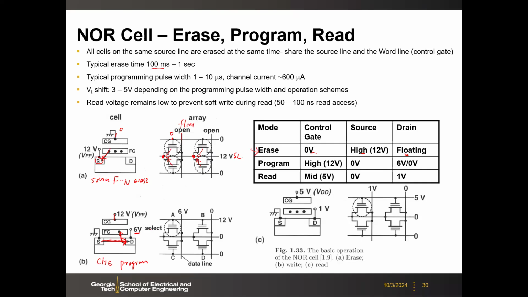So here you can do this by selecting individual bits in the array. For example, this one is a selected cell. What you do is apply 12 volts to this word line, and then 6 volts to this bit line, and then ground the source. Okay. So then only this cell will have this programming condition. You can check the other cells. Cells B, C, D will not have the programming condition.